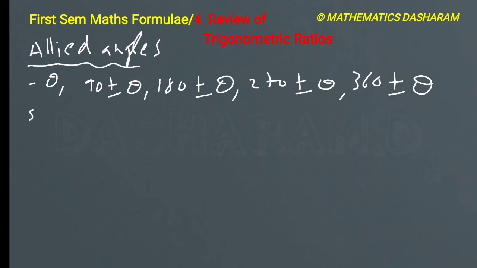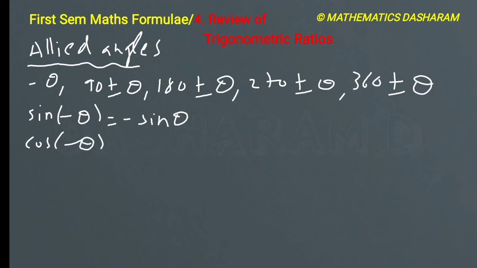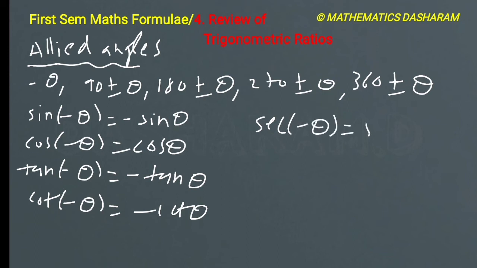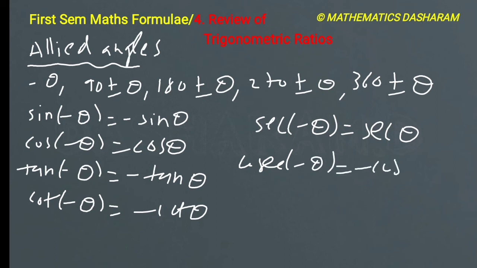So in this, first of all, sine of minus theta equals minus sine theta. Next, cos of minus theta equals cos theta. Next, tan of minus theta equals minus tan theta. Cot of minus theta equals minus cot theta. Sec of minus theta equals plus sec theta. Cosec of minus theta equals minus cosec theta. So for cos of minus theta and sec of minus theta we get positive, remaining all negative.